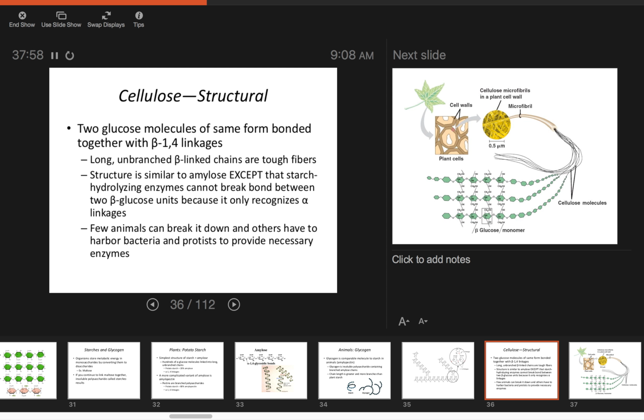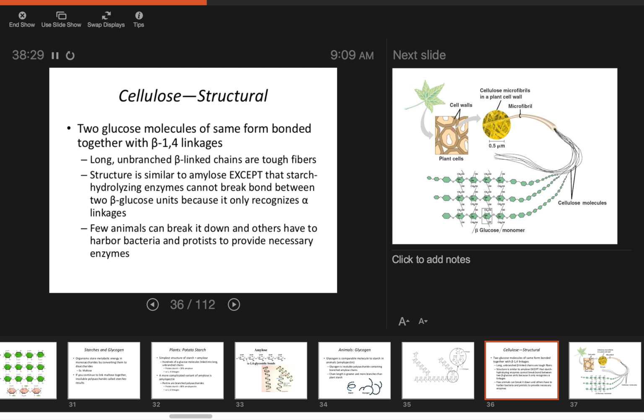So beta 1,6. Long unbranched beta-linked chains are tough fibers, very similar to amylose, except that they're upside down. So they're not alpha. Okay? They're beta. And as a result, there's enzymes out there that cannot break these bonds. That's why cellulose just doesn't get broken down very easily. There are a few animals out there that can break it down, but they have to have bacteria inside their stomachs. Protists, there are some protists out there that can also break down cellulose.